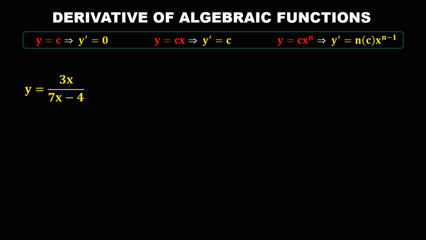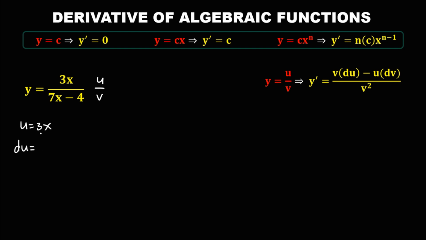Then for this given, using the quotient rule, we have v times du minus u times dv over v squared. So for this given, this is u over v. So u is 3x, and the derivative of u, the derivative of 3x, that's 3. Then v is 7x minus 4. The derivative of v, the derivative of 7x, is 7. And for the constant, that's 0. So dv is equal to 7.